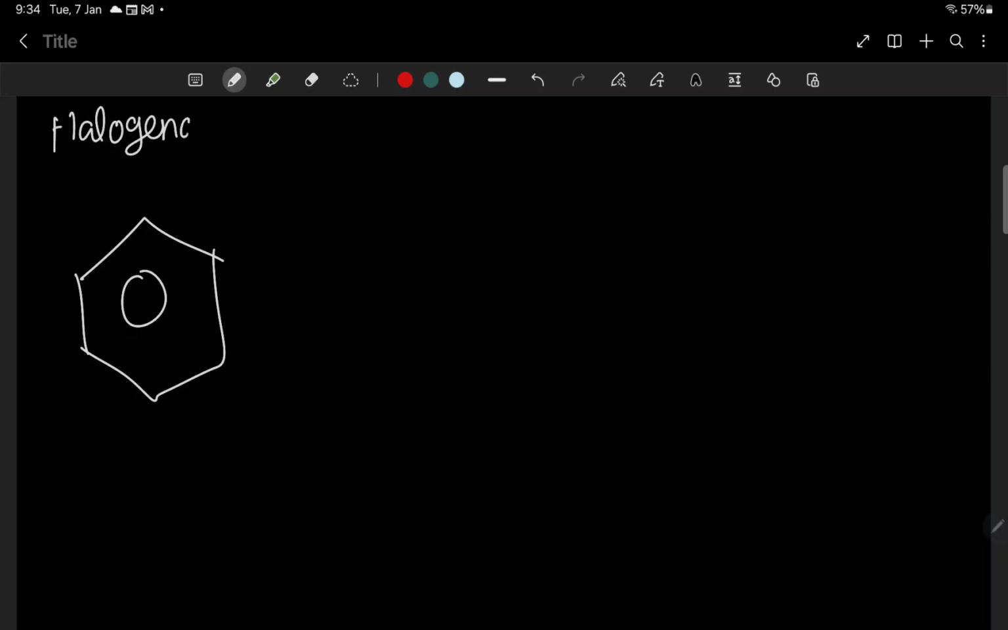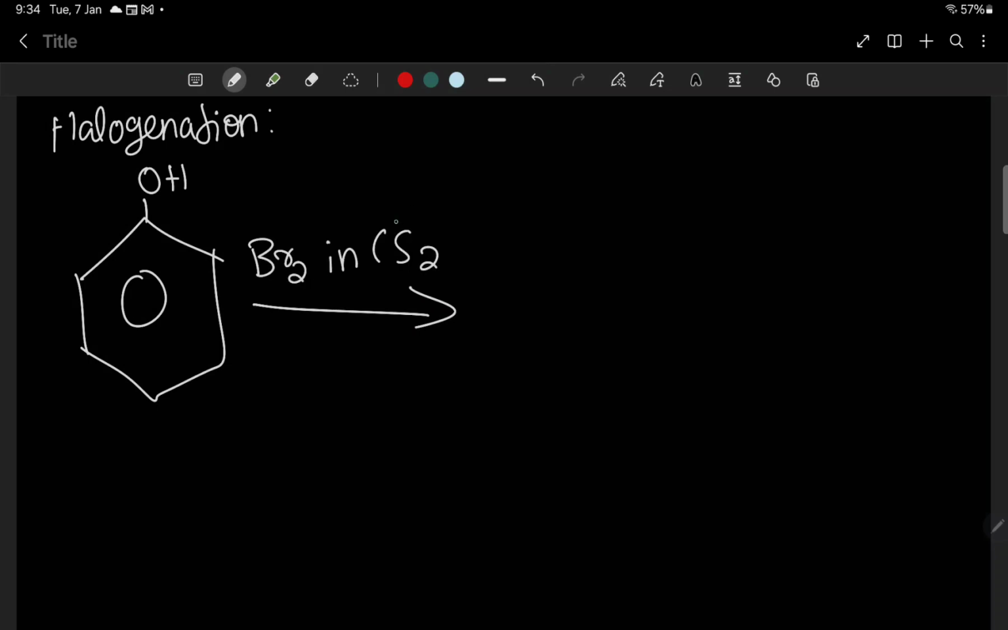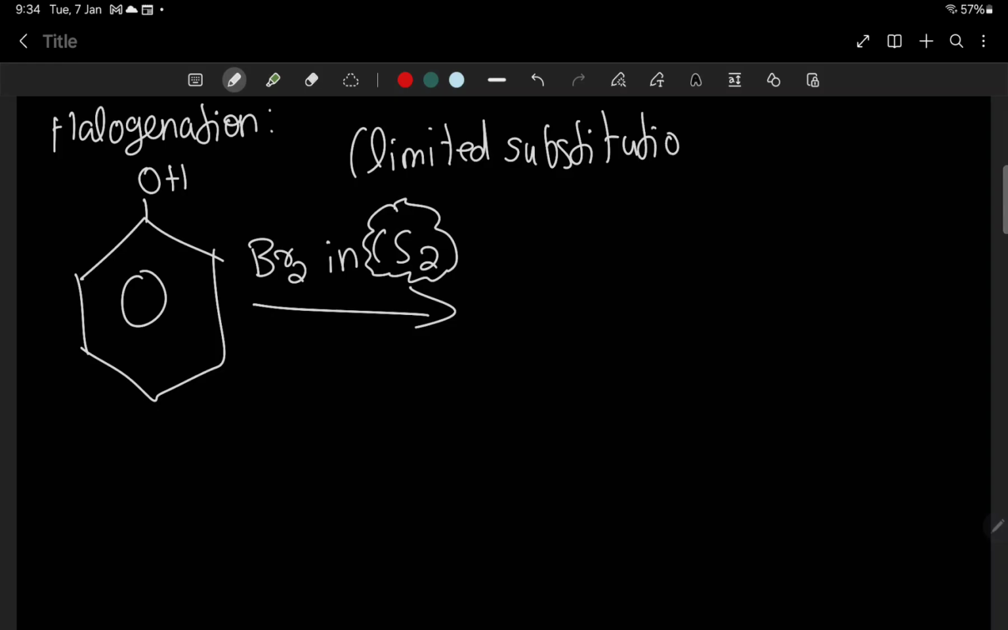Now bromination, or halogenation. Take phenol. Halogenation is the reaction name. We are taking the phenol and adding bromine in CS2 medium. If we add bromine in carbon disulfide, limited substitution happens, once again electrophilic substitution. Substitution happens only at the ortho or para position.